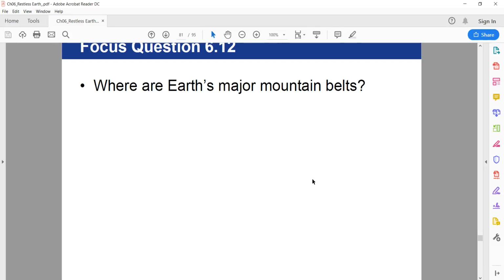Welcome back to the class. Now we will talk about mountain building. We will look at all these different mountains across the globe and what the geological processes are that are responsible for the formation of these different mountains.